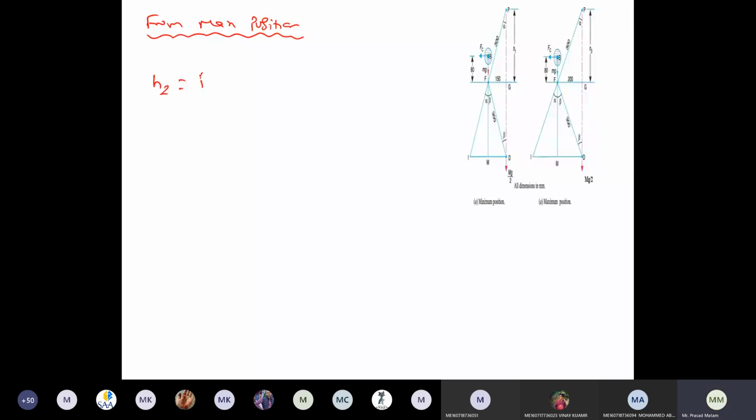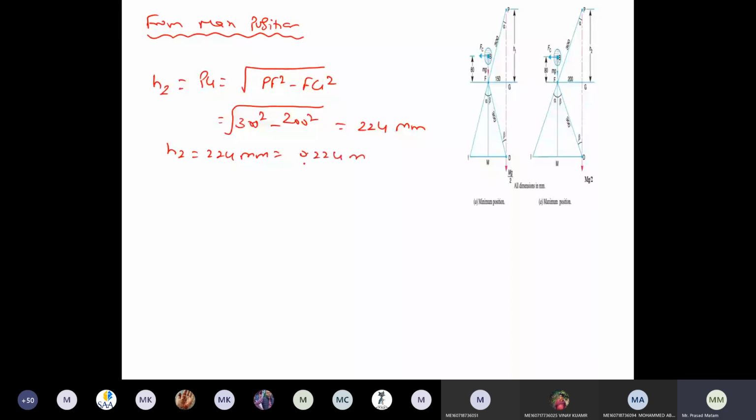H2 is equals to PG, that is equals to root over PF square minus FG square. PF is 300 minus FG is 200 square. 223.6, sir. That is 224 mm. Let us make it as 224 mm. Okay. H2 is equals to 224 mm, which is equals to 0.224 meter. H2 we got.